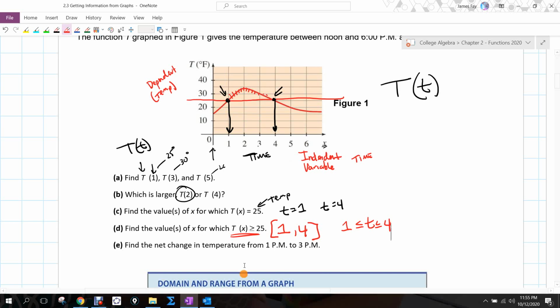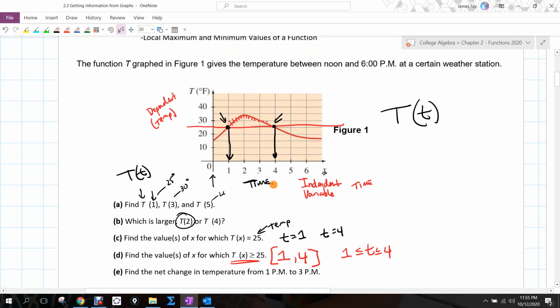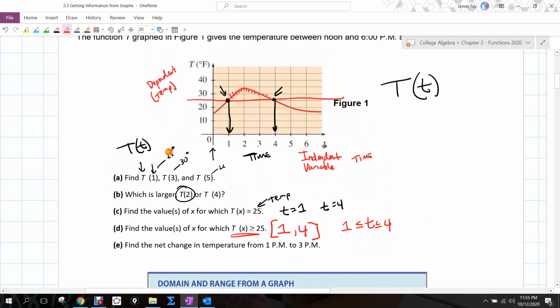So let's find the net change in temperature from 1 p.m. to 3 p.m. Net change is just the change in the temperatures from those two times. If I look at 1 p.m., which was 25 degrees, and 3 p.m., which is 30 degrees, then from 1 p.m. to 3 p.m., 25 and 30 are my two values.